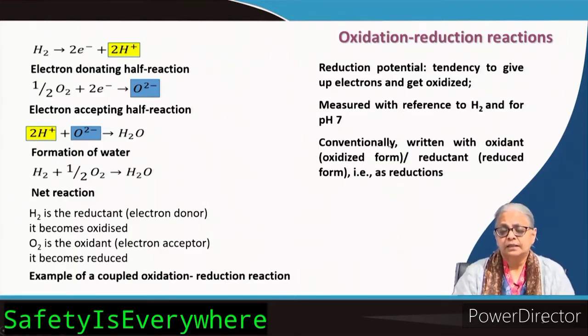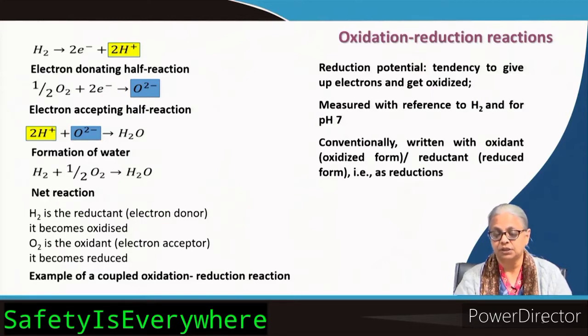It also tells us something about how to measure the reduction potential. The tendency to give up electrons and get oxidized is basically what we are measuring when we measure the reduction potential. It is always measured with reference to hydrogen and for pH 7.